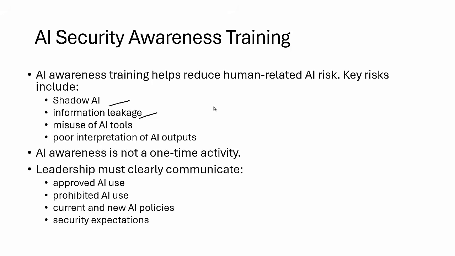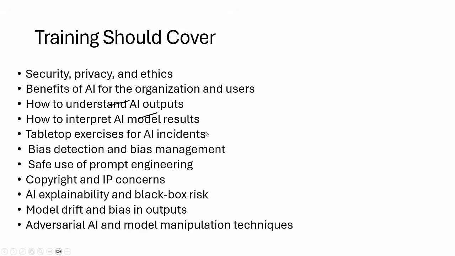The ultimate goal of awareness is to make the employee aware of his responsibility, and it is only possible if leadership support is there, because they should clearly communicate the approved AI use, prohibited AI use, current and new policies, and security expectations. That's very important here. And when you're creating an awareness session, make sure your session includes security, privacy, ethics content, benefits of AI, how to understand and interpret the AI output and results, bias detection, explainability, black box risk, model drift, and adversarial AI. That's something we have to look for, and it's very important for us to understand also.